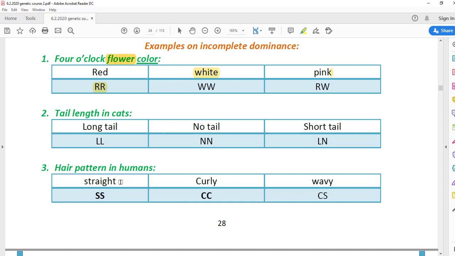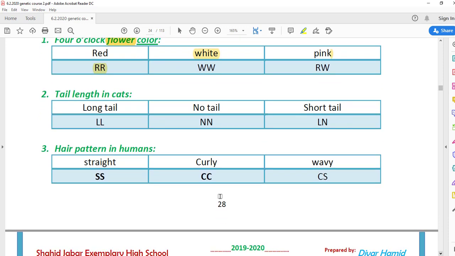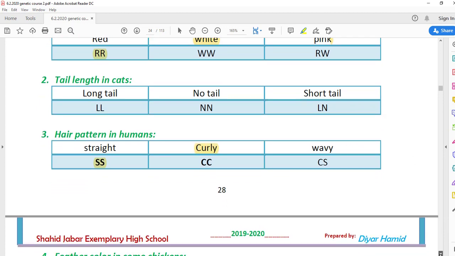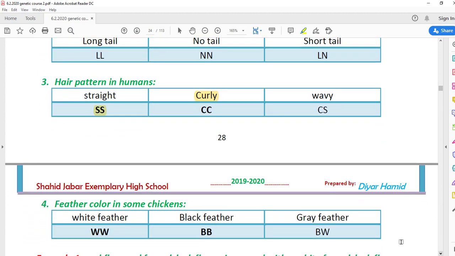Hair pattern in human: straight hair, wavy hair, curly hair. Feather color in some chicken: white feather WW, black feather B capital, and the heterozygous is gray feather.